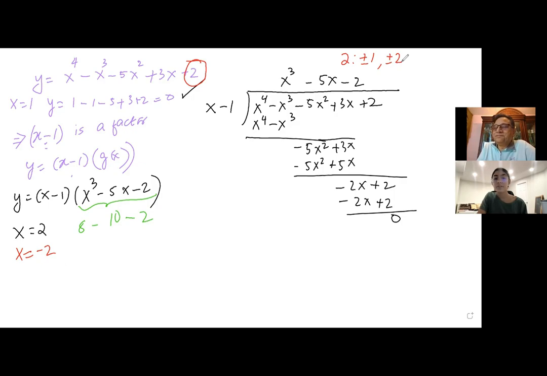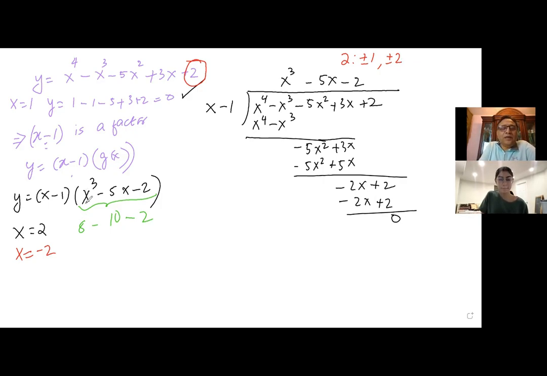So for example, if this was plus 4 right here, then the factors I'd have to try out are plus and minus 1, plus and minus 2, plus and minus 4. Correct. Oh, okay. I actually like this. So use your calculator, it'll be easy.